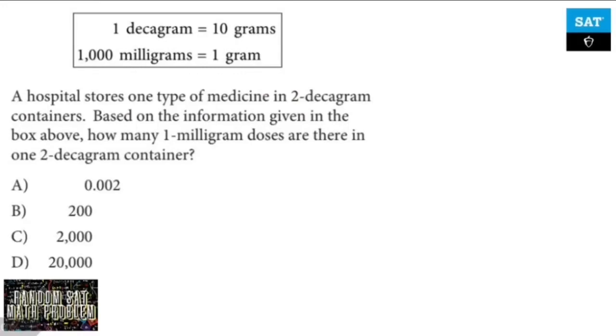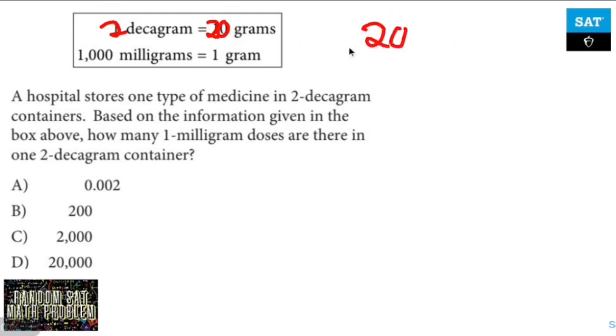A hospital stores one type of medicine in 2 decagram containers. Based on the information given in the box above, how many 1 milligram doses are there in 2 decagrams? Well, if 1 decagram is 10 grams, then 2 decagrams is 2 times 10, which is 20 grams.